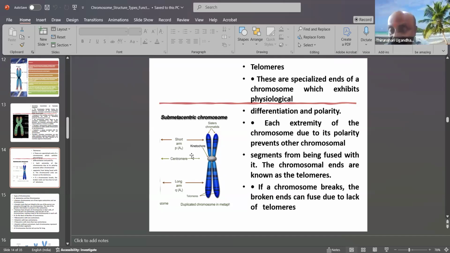Telo means here term, or last, or ending part. If a chromosome breaks, the broken end can fuse due to the lack of telomeres. The broken part attaches to another chromosome, and that attachment is made by the telomeres. Telomeres are an important character; fusion occurs due to the lack of telomeres.